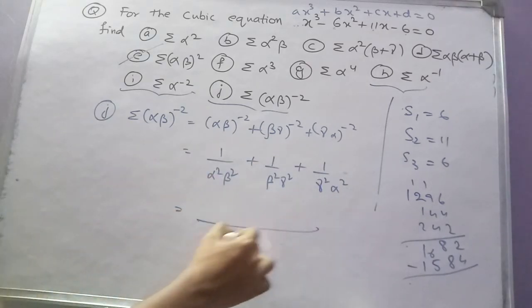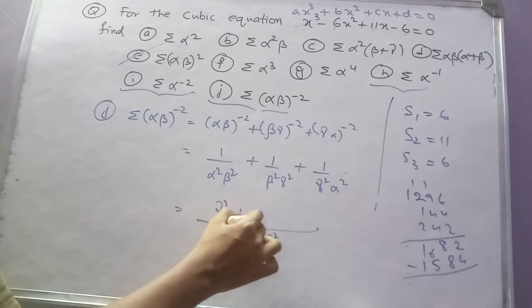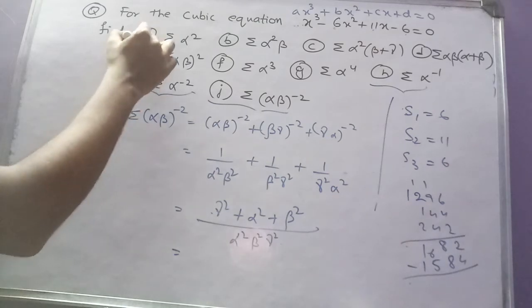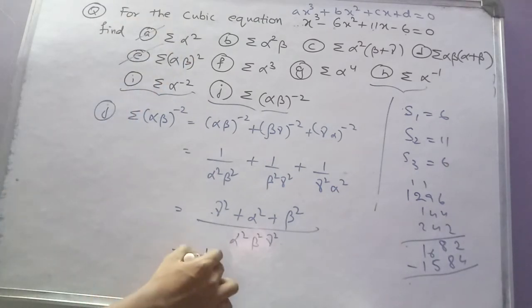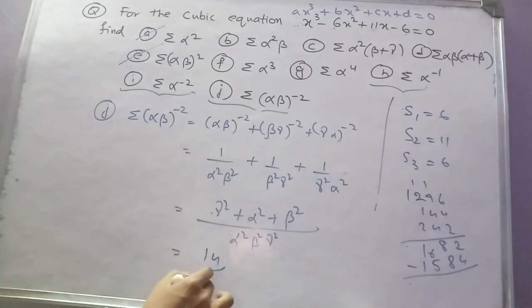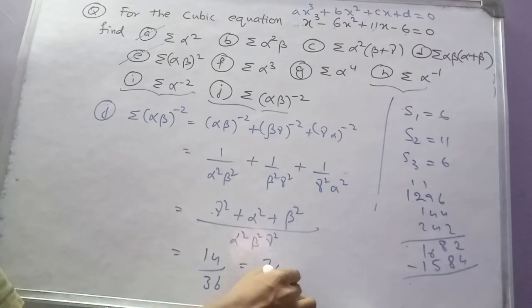Again, if you take a common denominator, the numerator will be gamma square plus alpha square plus beta square. We have derived the numerator already, right? So what is sigma alpha square that we have got? 14. The denominator is S3 square again. S3 square means 6 square, which is 36. Both are divisible by 2. So 7 by 18 is your answer for sigma alpha beta power minus 2.